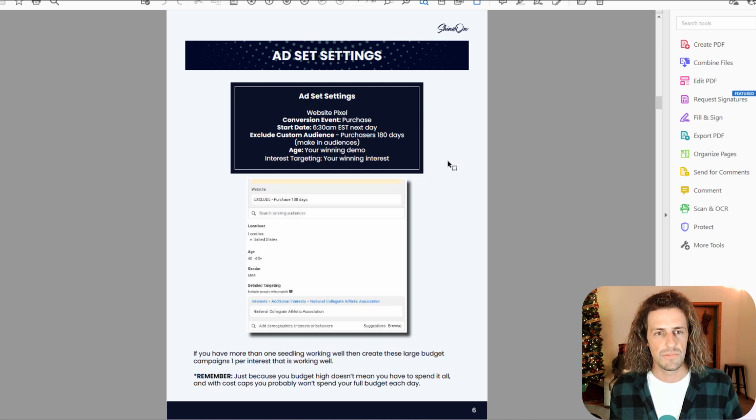Age: use your winning demographic, interest targeting, and whatever your winning interests were from your testing. If you have more than one seedling working well, then create these large budget campaigns, one per interest that is working well. Remember, just because you have a high budget doesn't mean you have to spend it all, and with cost caps, you probably won't spend your full budget each day. So if you set a budget for $1,000, Facebook isn't necessarily going to spend the whole $1,000, and you can still keep an eye on it and adjust during the day if you need to.